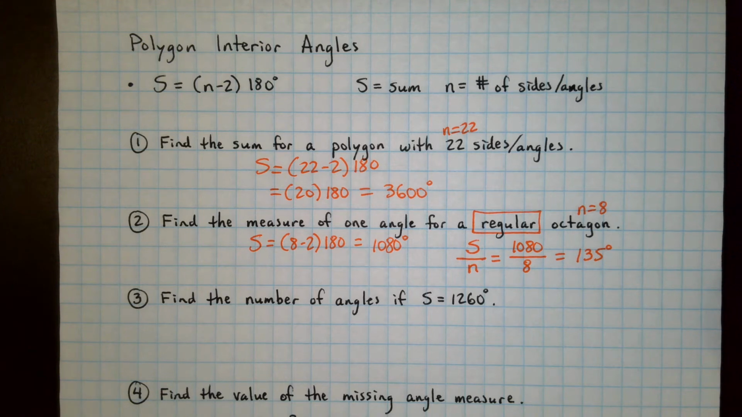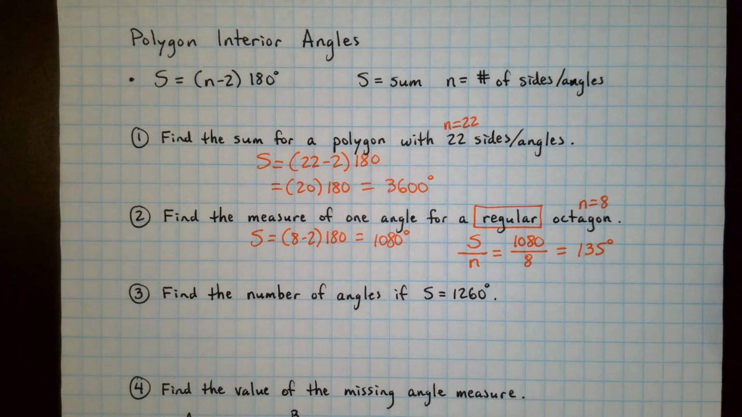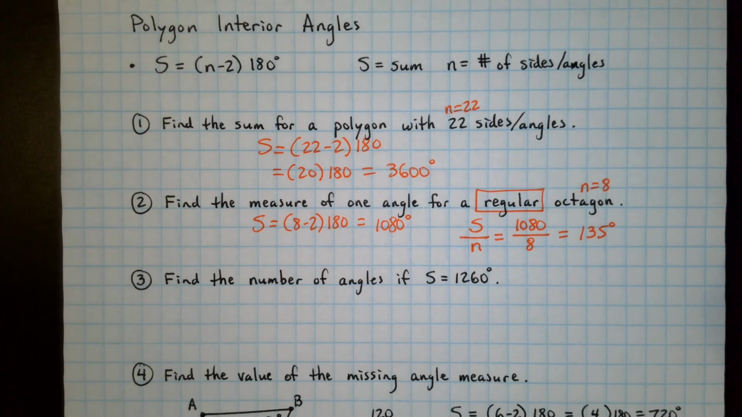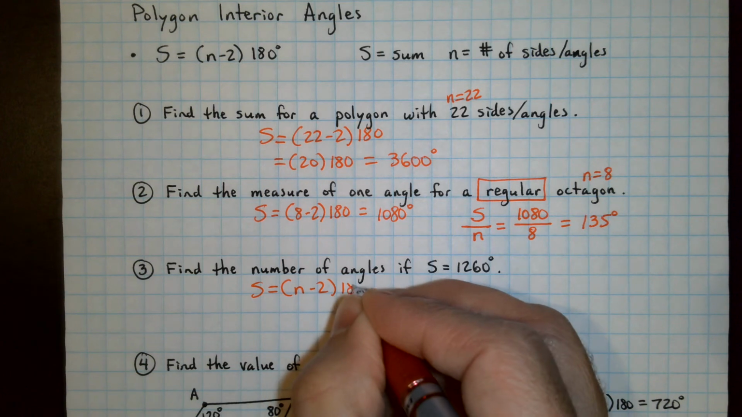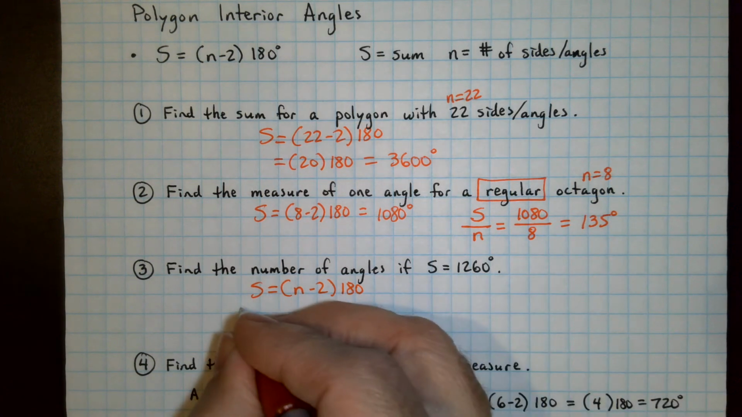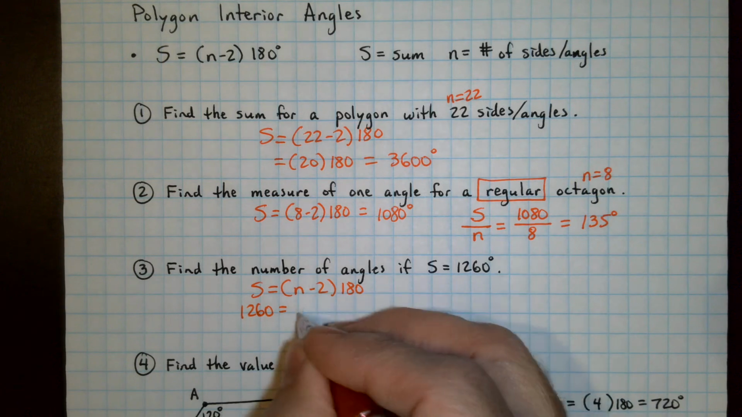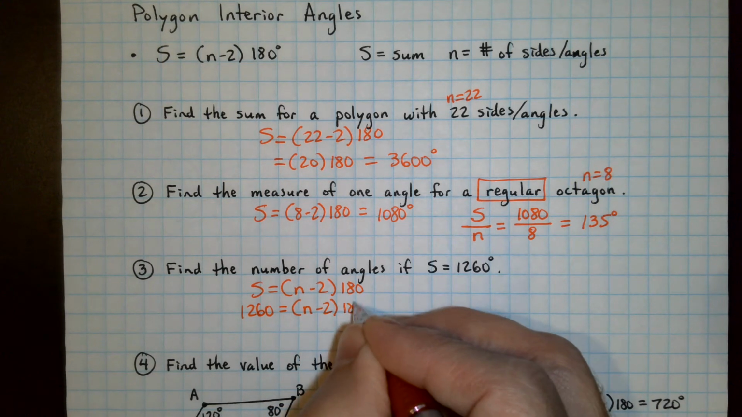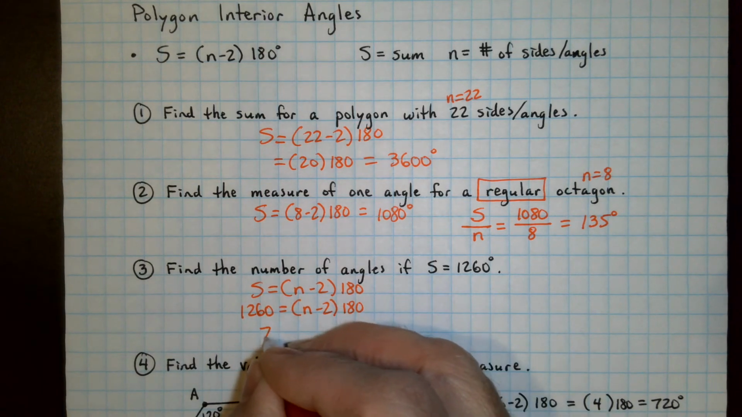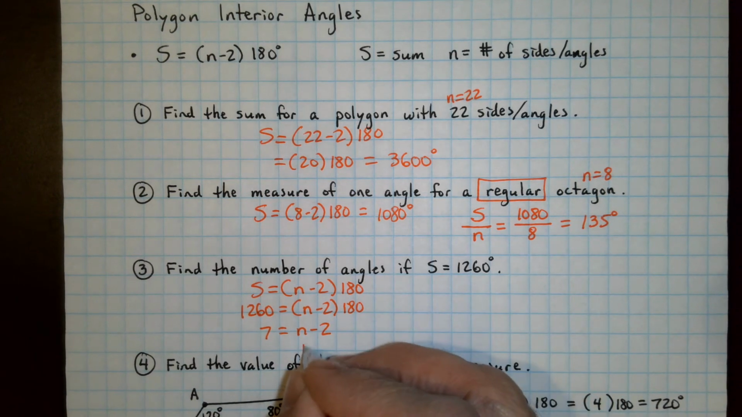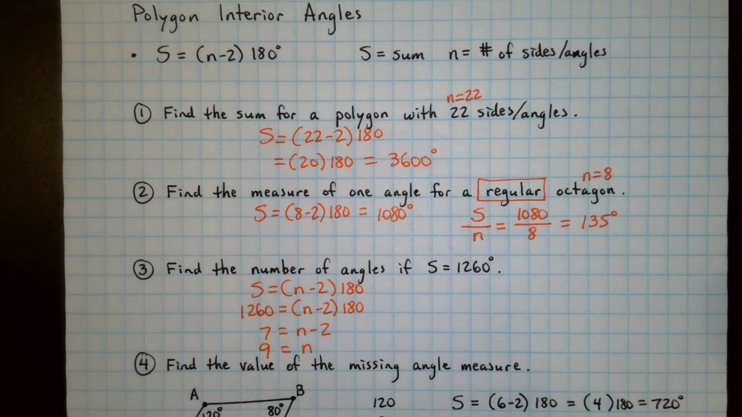Now you can turn that around. If you know the sum, then you can figure out how many you have. So we're going to take the same formula, S equals n minus 2 times 180. And this time we're going to put 1260 in here for S. If I divide 1260 by 180, I get 7. And then add 2 to each side, and I get 9. So there's 9 angles, there's 9 sides in this figure.